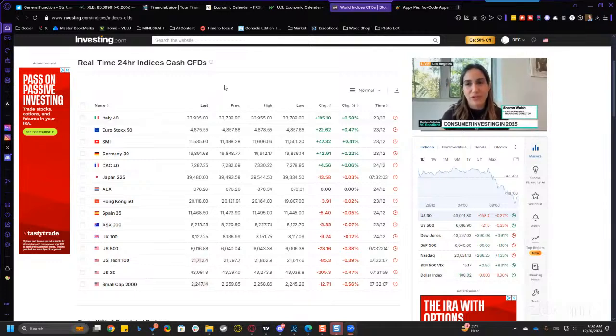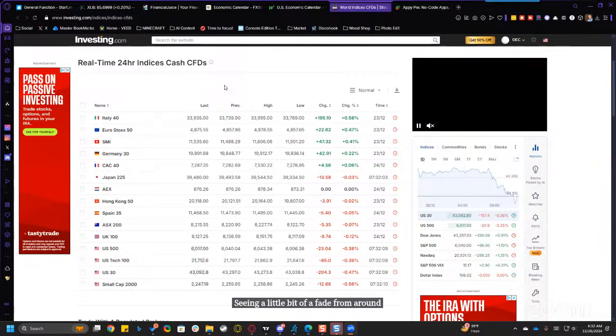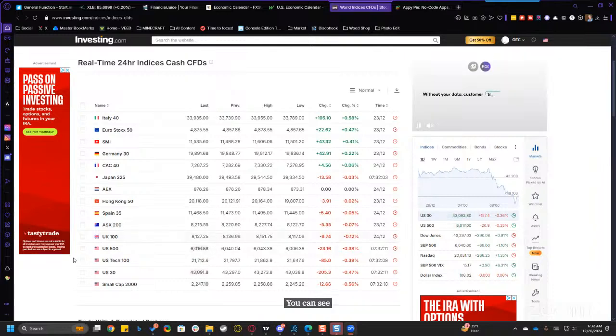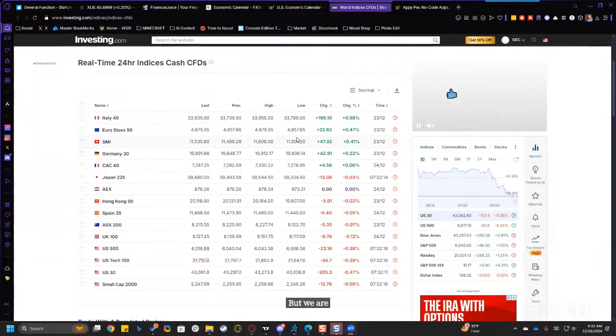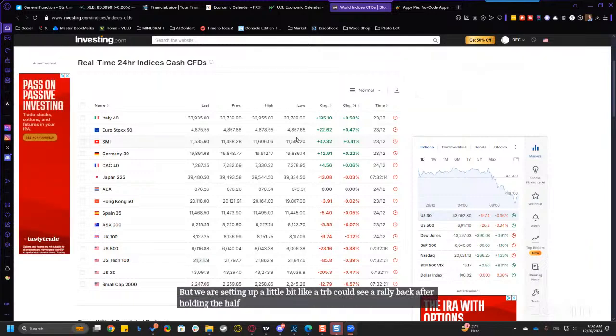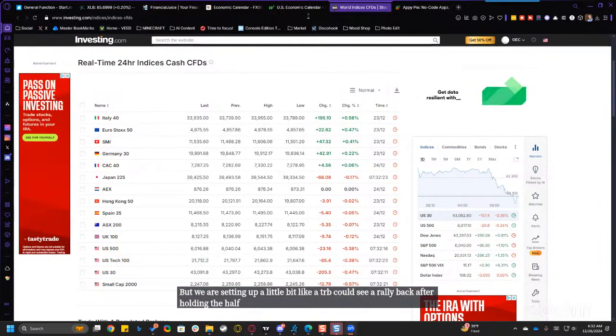Seeing a little bit of a fade from around the world. You can see all the US markets down in the bottom here. But we are setting up a little bit like a TRB. Could see a rally back after holding the half. We'll get to that in time.